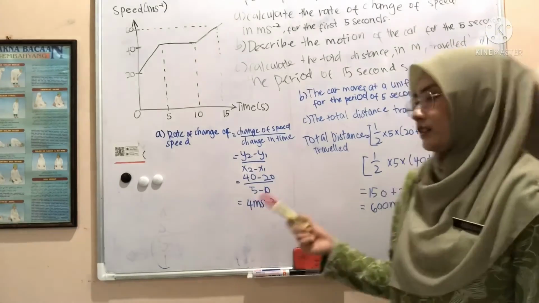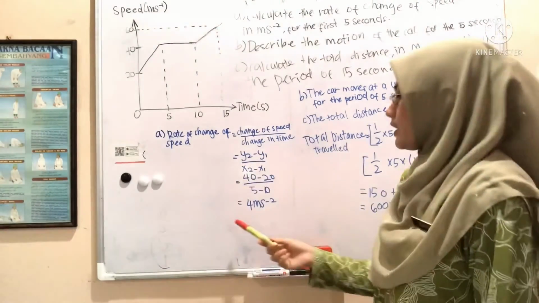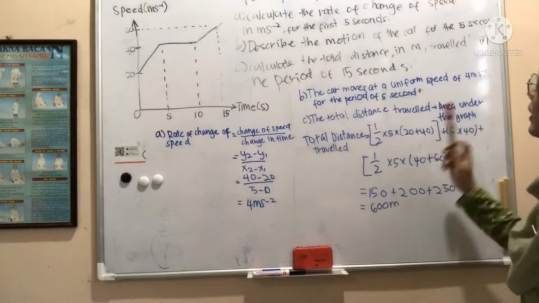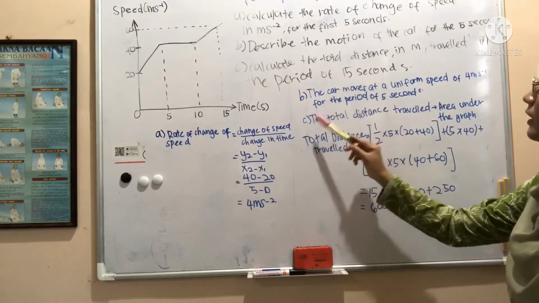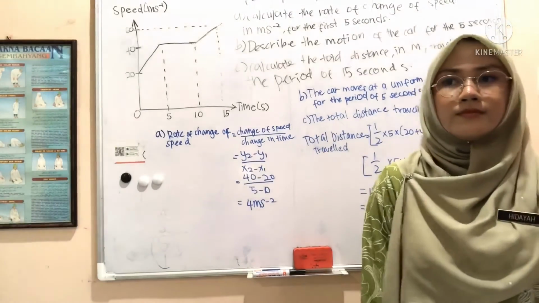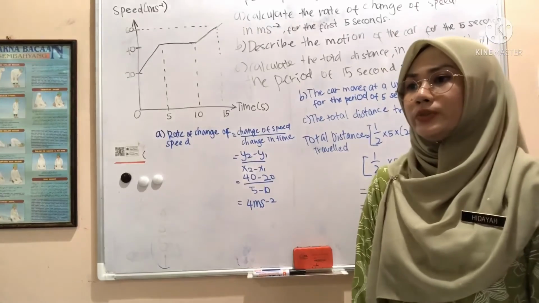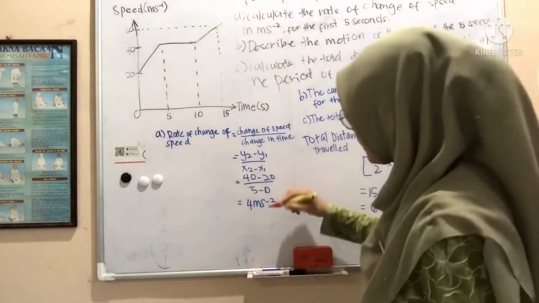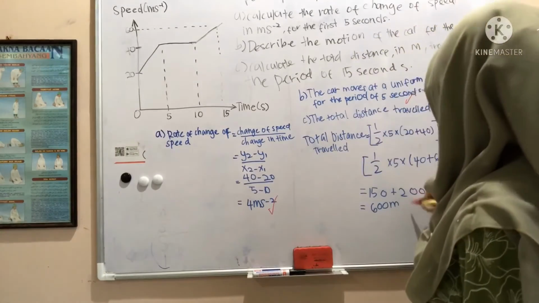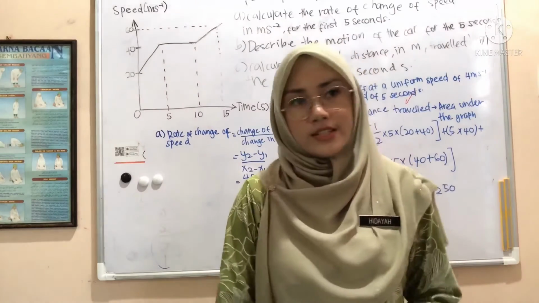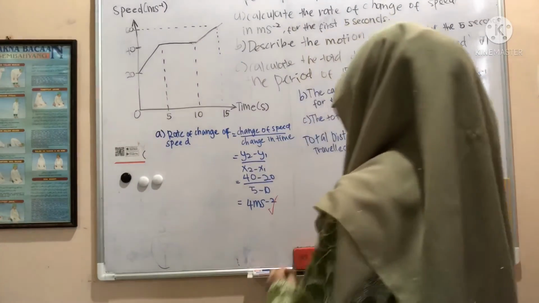Okay, this for A is 4 ms negative 2 and B and C is 600 meter. No? Okay, this is the correct answer. Since some of you are not getting the same answer, I will explain to you how they get it.